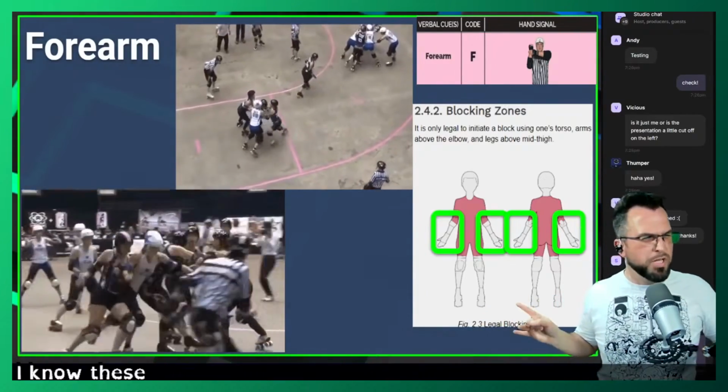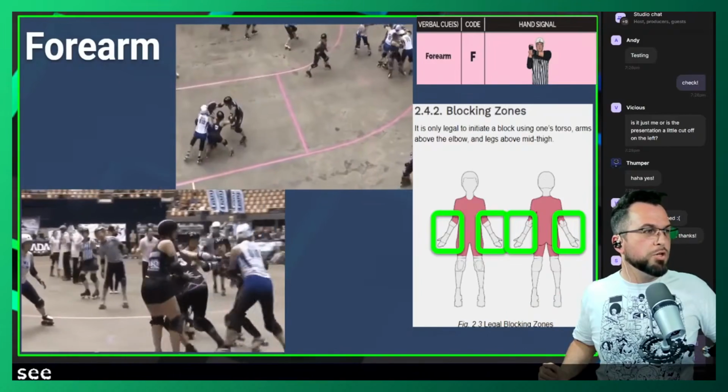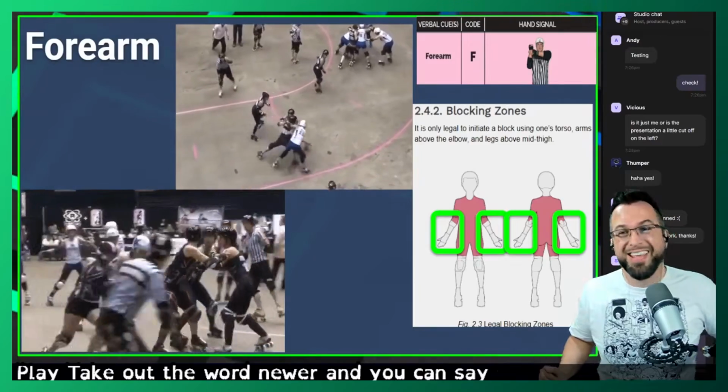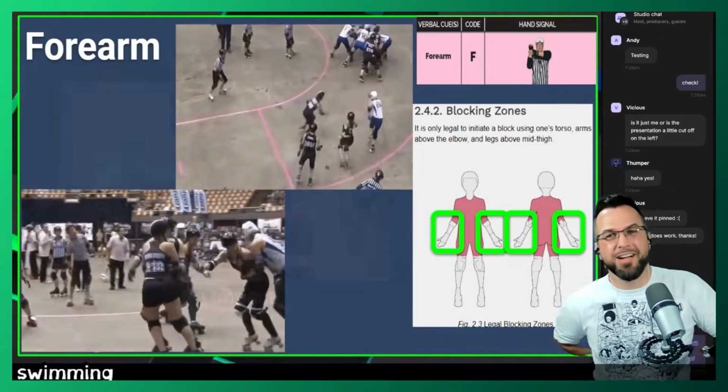I know these are kind of tricky ones. Any questions on either of these? See a lot of newer jammers swimming. You can take out the word newer and say, see a lot of jammers swimming. But yeah, totally. All right, here's another example.